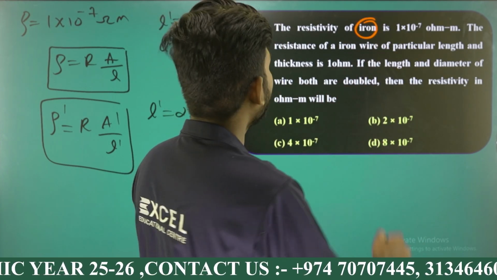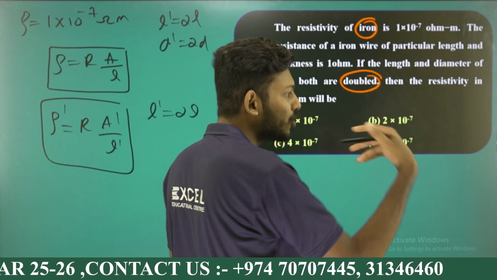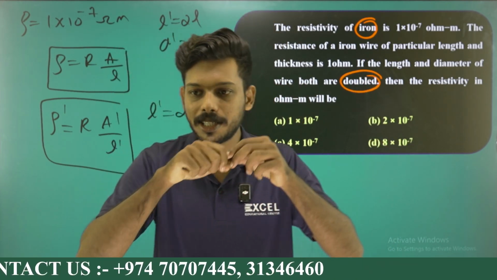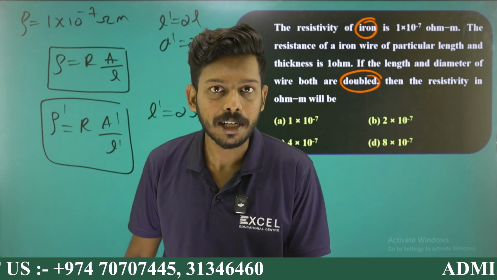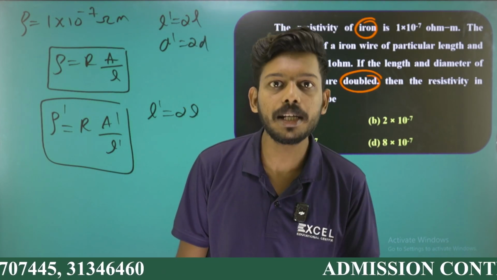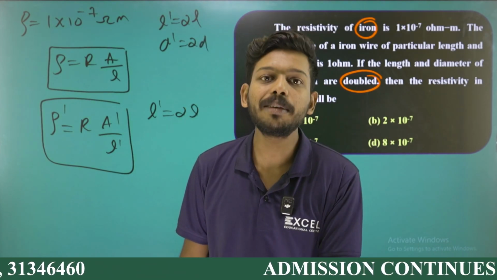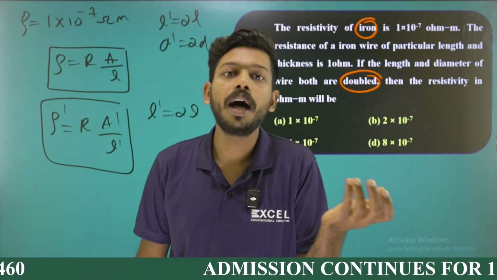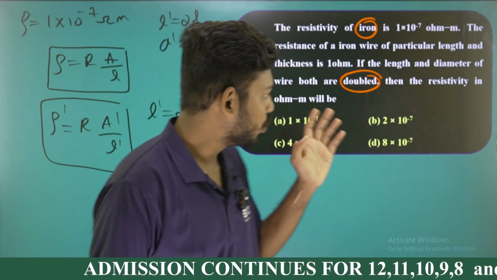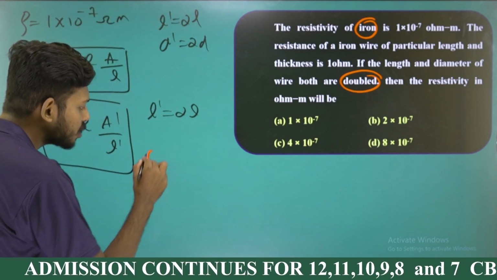Then the length and diameter are doubled. So what? If I take a 1 meter length of iron and I stretch it, will the iron convert into gold or something else? No, the iron will still be iron. So the nature of the material does not change with the length, area or anything like that. So you have to understand that rho is actually a constant.